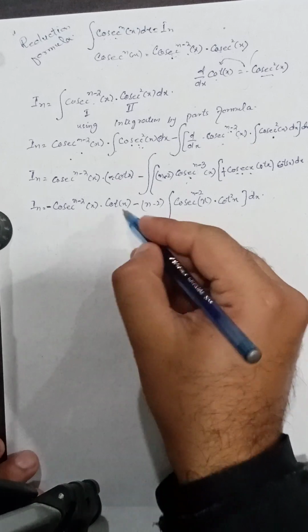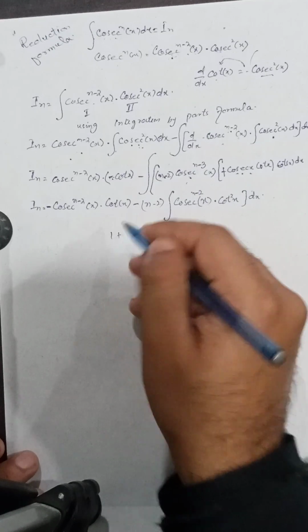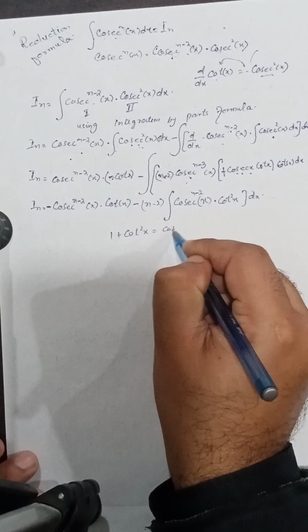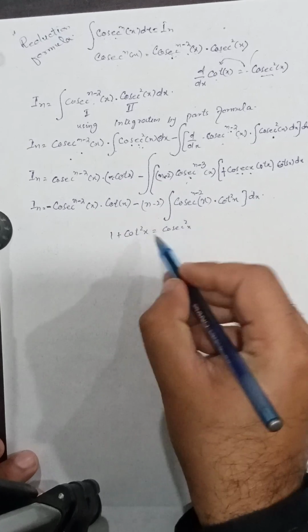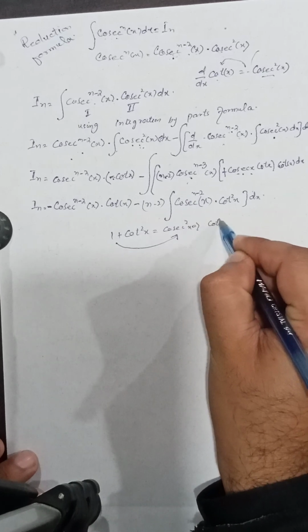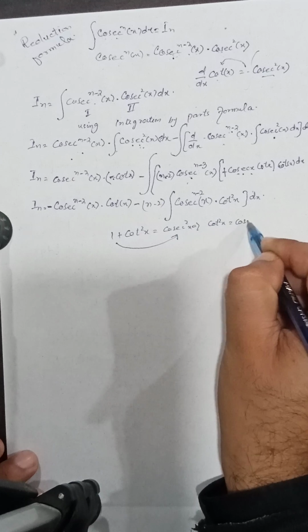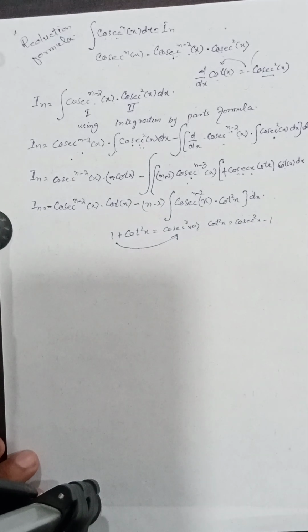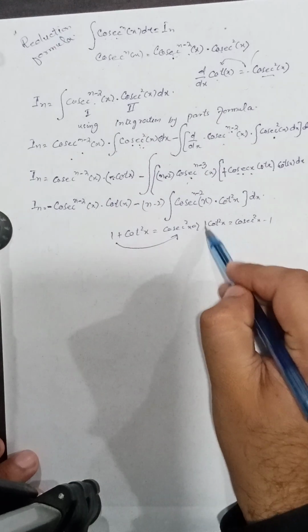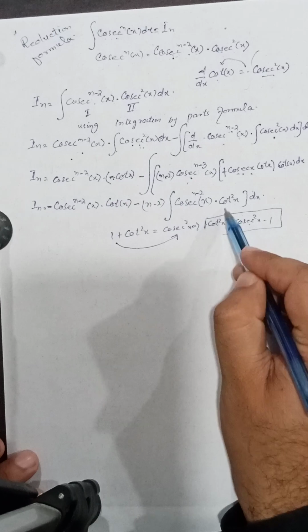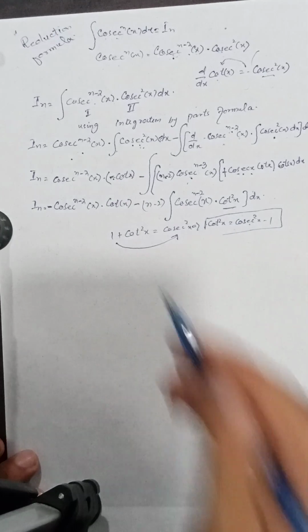Now we know the Pythagorean formula that 1 plus cotangent squared of x is equal to cosecant squared of x. So shift this 1 to this side: cotangent squared of x is equal to cosecant squared of x minus 1. So substitute cosecant squared of x minus 1 in place of this cotangent squared of x.